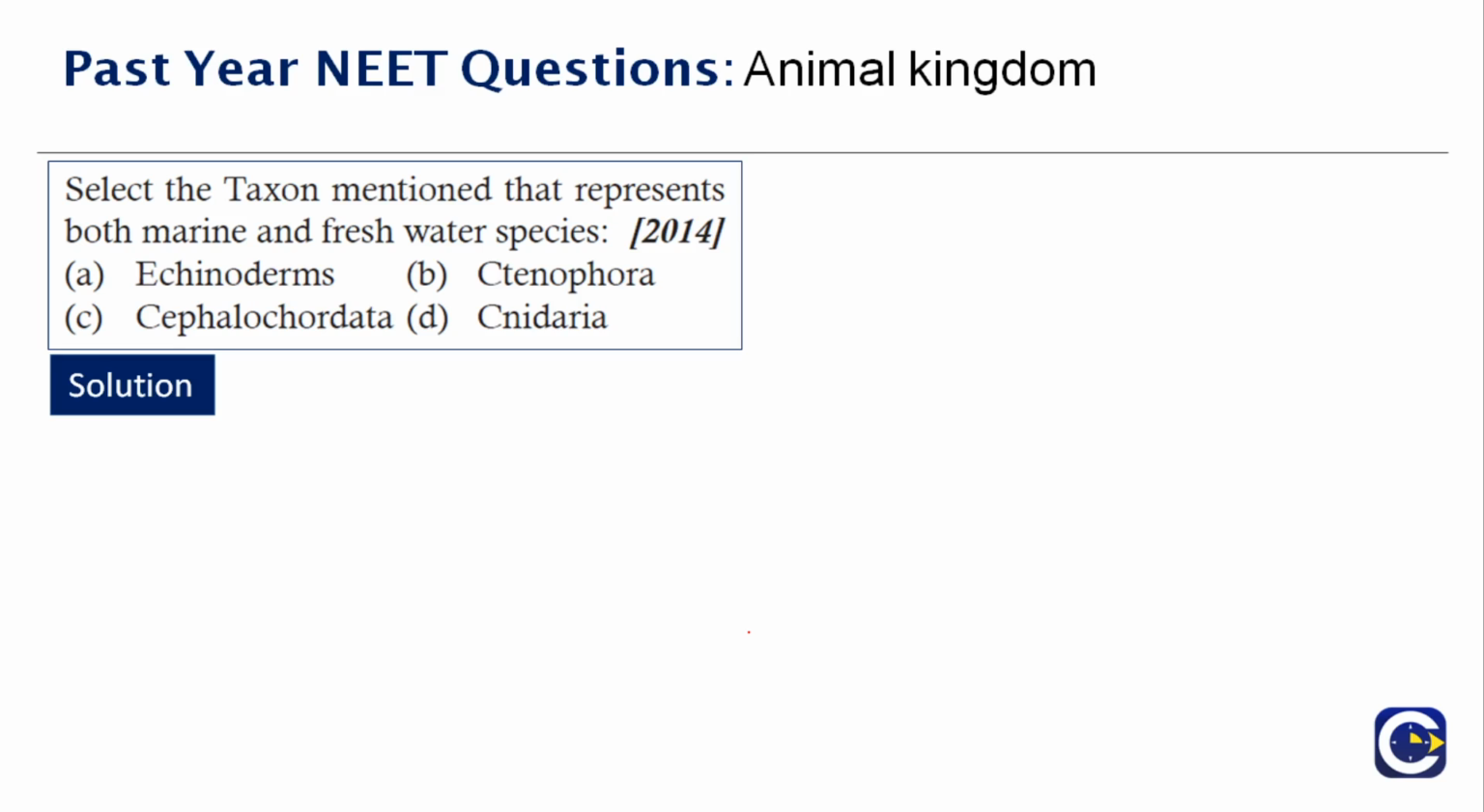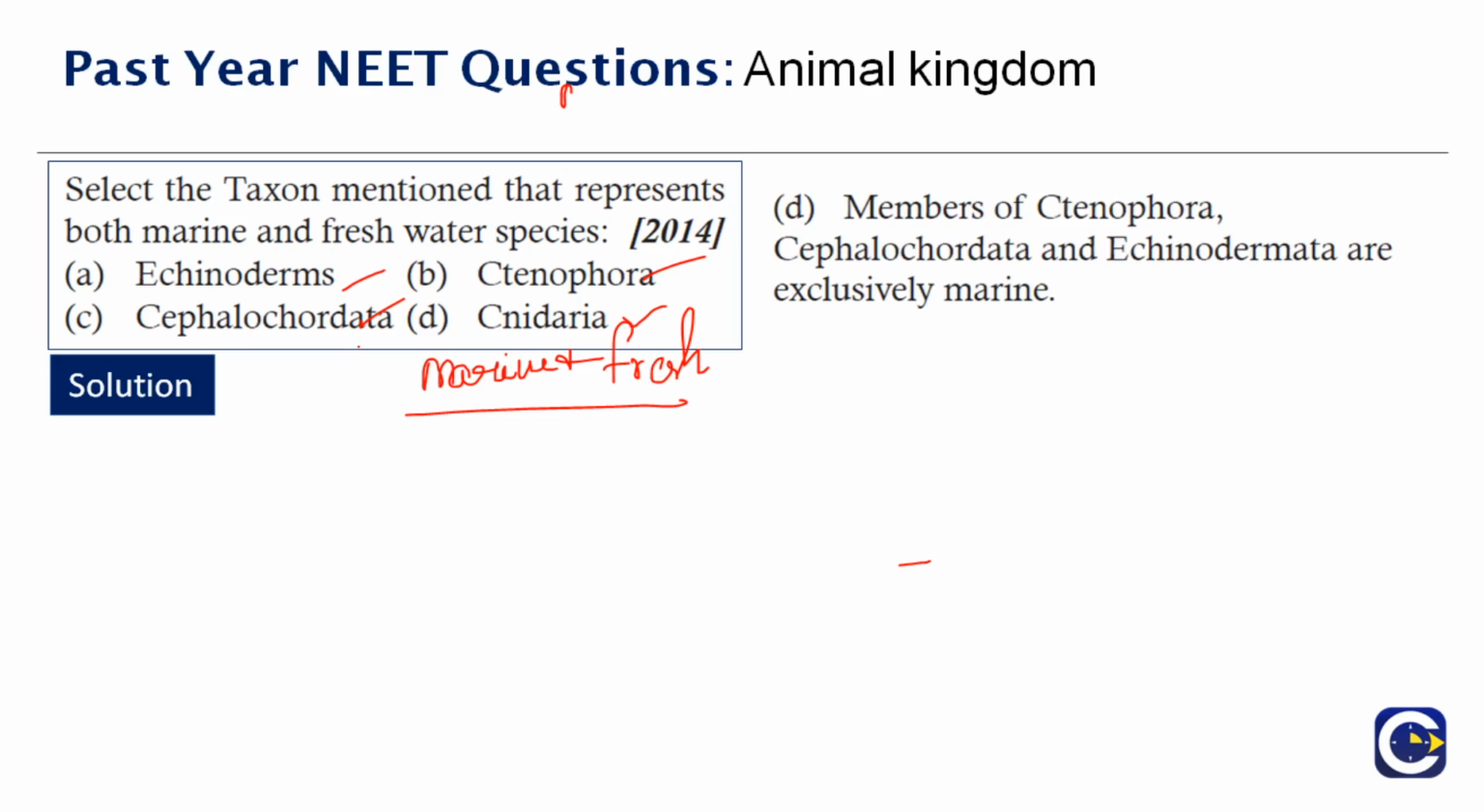Members of the ctenophora and the rest, echinoderms, are all exclusively marine. Here they are asking us a question where it comprises both marine and fresh. When we talk about both, only this comes under it, while the rest contribute only to marine. Therefore, the correct answer to this question is option D, cnidaria.